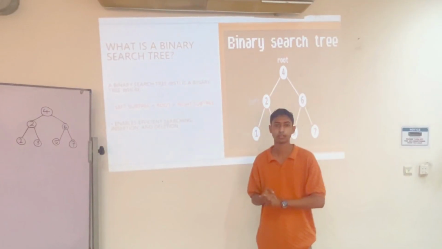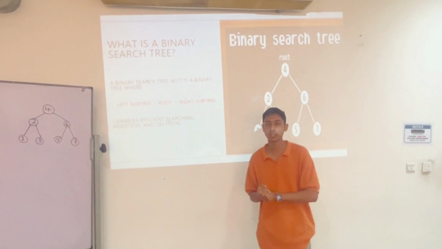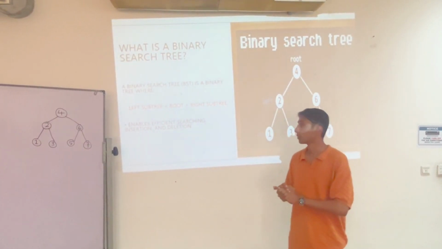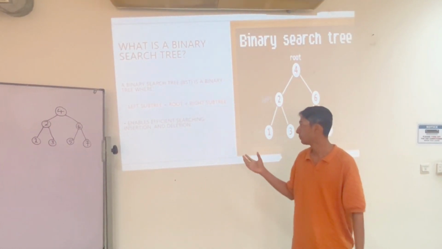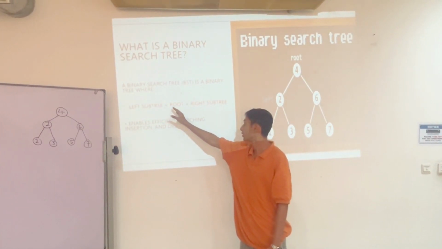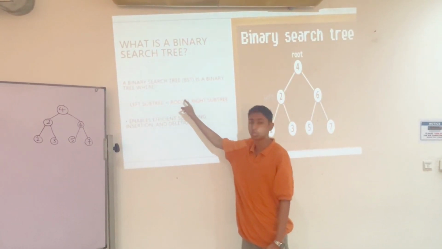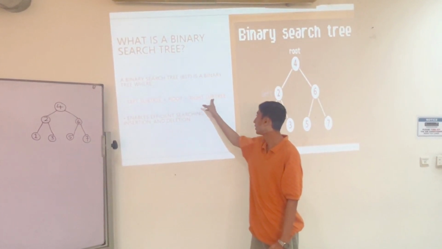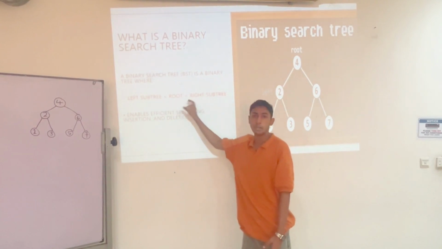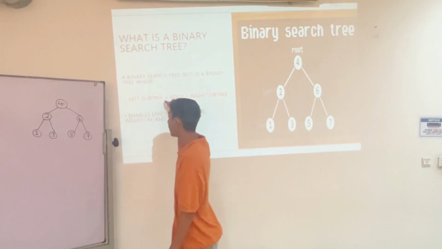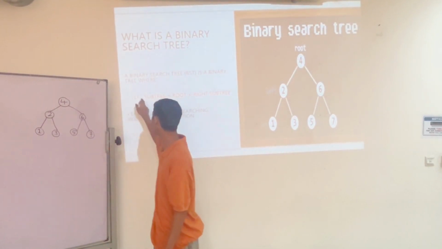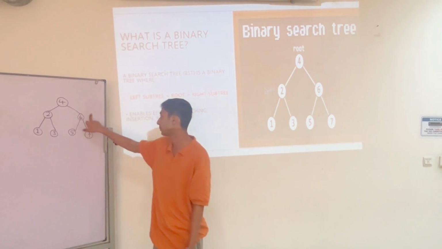Hello everyone. Now I will be explaining the binary search tree, which is also known as BST. In a BST, the left subtree node values are lesser than the root node's value, and the right subtree node values are greater than the root node's value. So this line I will be explaining here. So this is the root node, and this is the left subtree node, and this is the right subtree node.